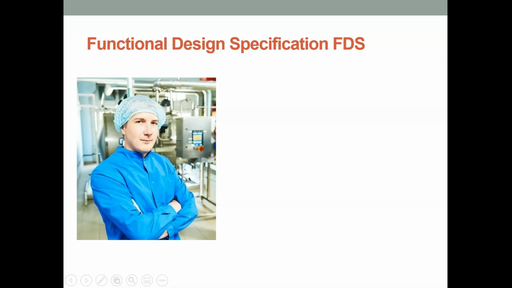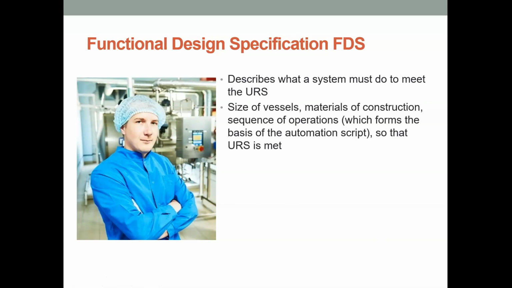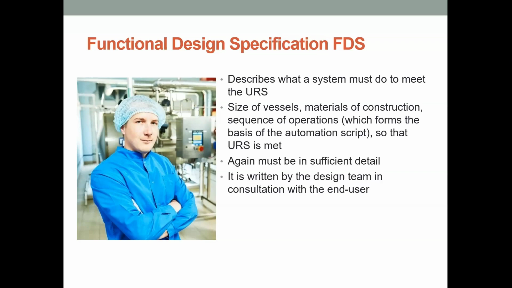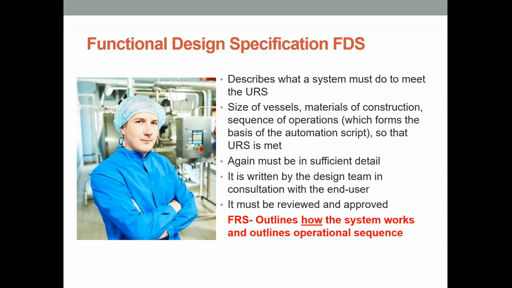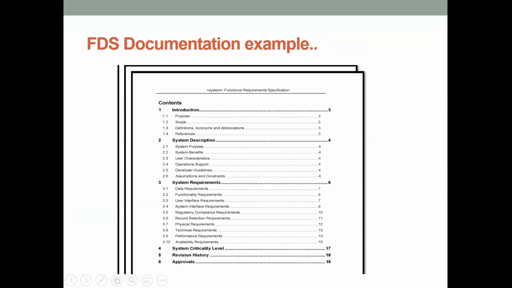The functional design specification, or the FDS. This describes what a system must do to meet the URS. So it gives the size of the vessels, the materials of construction. Obviously, they have to be non-additive. Sequence of operations, which forms the basis of an automation script so that the URS can be met. Again, it has to be very detailed. It's written by the design team in consultation with the end users because it's quite a technical document. It must be reviewed and approved. The FDS outlines how the system works and outlines the operational sequence of events.